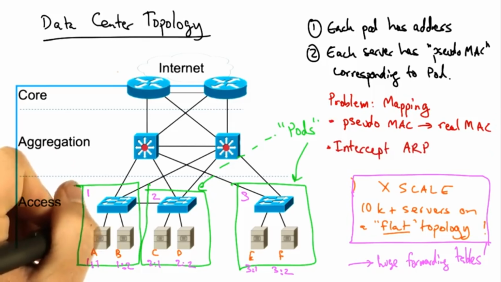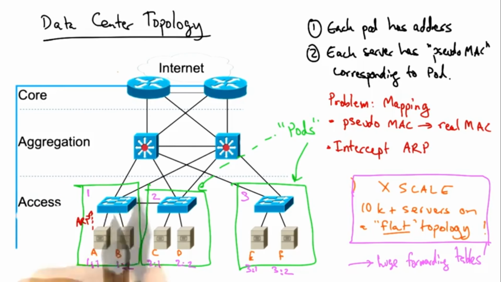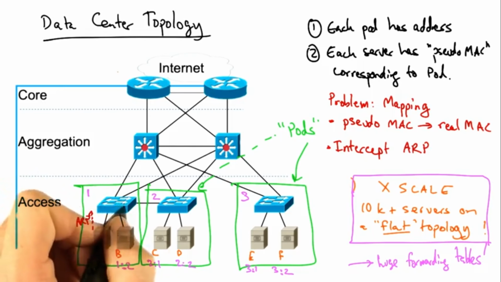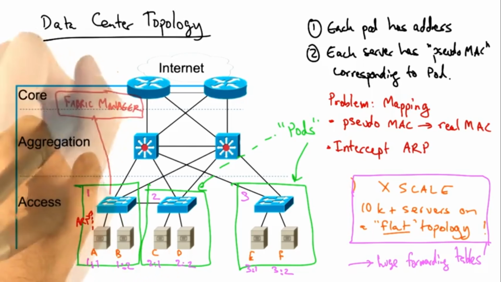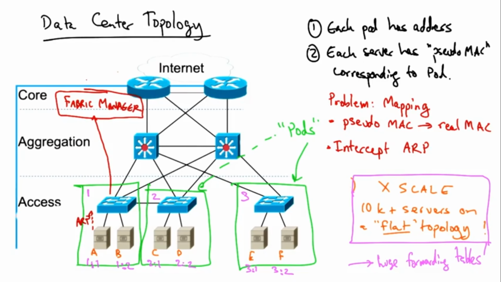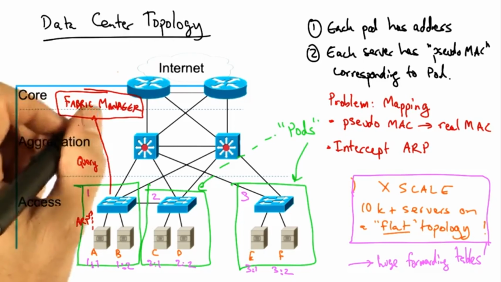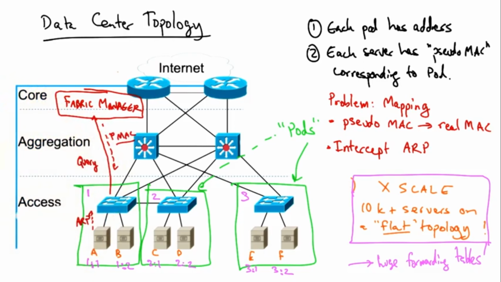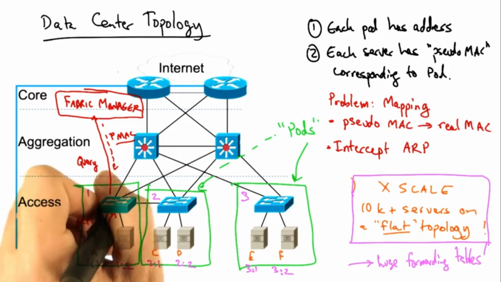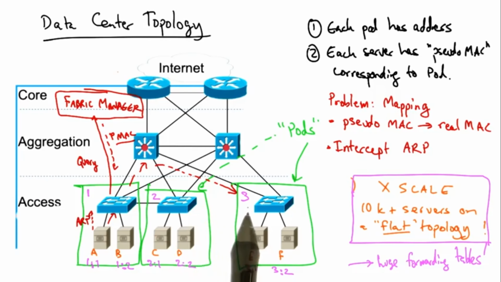When a host, such as server A, issues an ARP query, that query is intercepted by the switch. But instead of flooding that query, the switch forwards it to an entity called the Fabric Manager. The Fabric Manager then responds with the pseudo MAC corresponding to that IP address. Host A then sends the frame with the destination pseudo MAC address, and switches in the topology can forward that frame to the appropriate pod corresponding to the pseudo MAC address of the destination server.